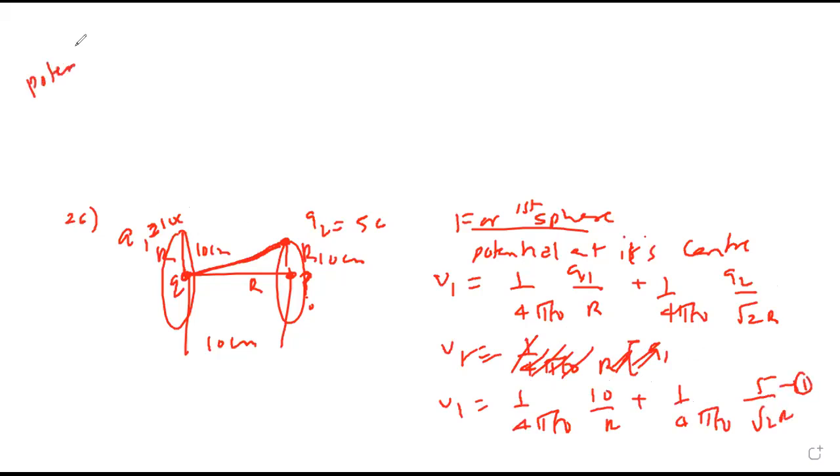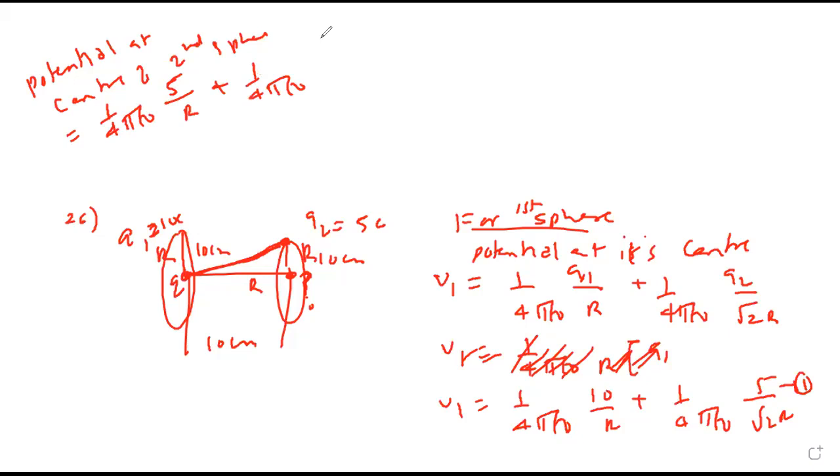Now potential at the center of the second sphere will be equal to 1 upon 4 pi epsilon naught, its own charge 5 upon distance R, plus 1 upon 4 pi epsilon naught, the other's charge 10 upon root 2 R. Okay. Chalo, write up to here. Now let's take the difference and get the answer.